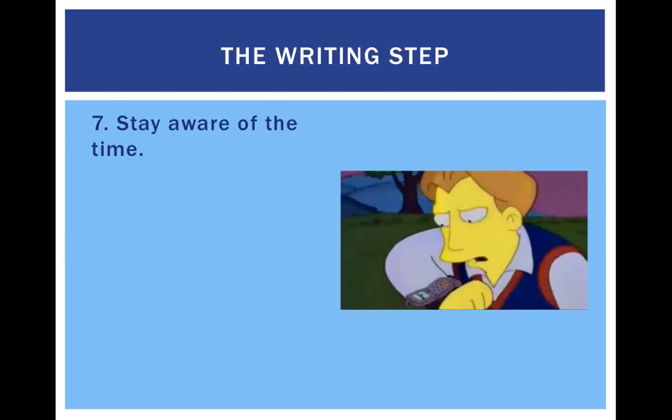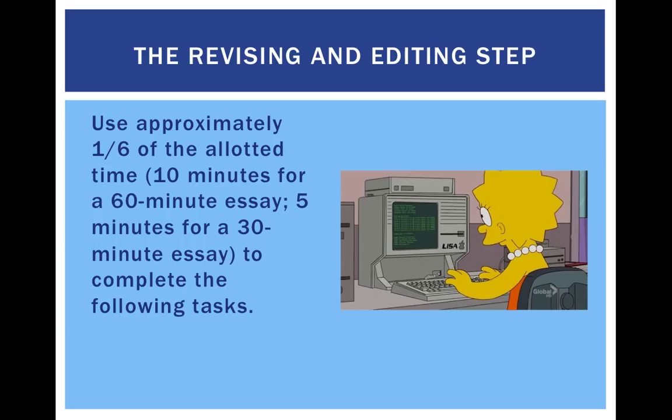And finally, stay aware of the time. So again, we're checking back with the time. So at this point, we should have completed all of our writing. Now, we're going to go back and do our revising and editing. We're going to use approximately 1/6 of the allotted time, 10 minutes for a 60-minute essay, 5 minutes for a 30-minute essay to complete the following tasks. So in other words, if you had an hour-long essay, this is going to be at the 50-minute mark. You should be able to move on to your revising and editing.